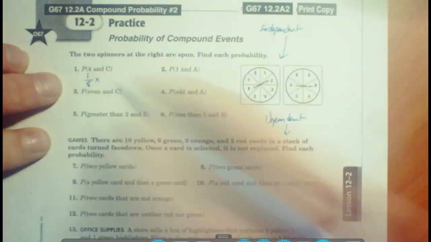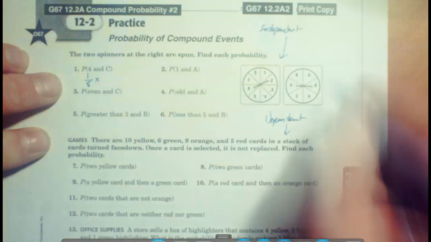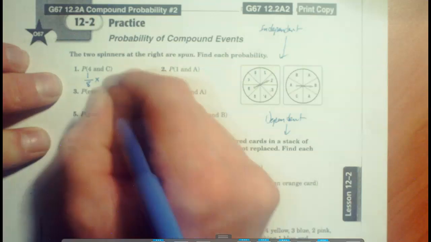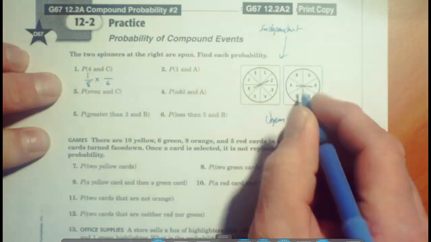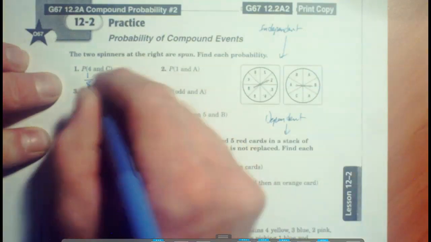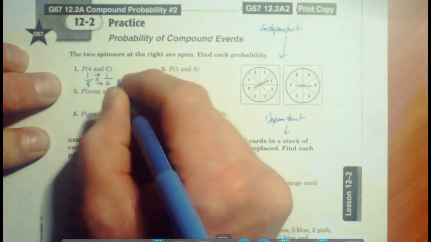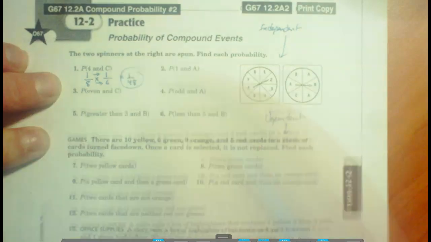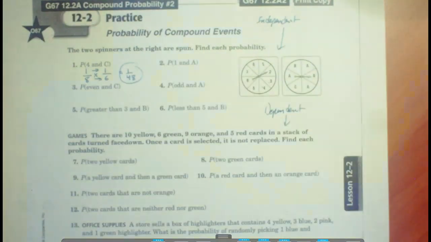Now we're just going to multiply that by the probability of getting a C. Well, there's 6 chances here, and there's only one C. So you just multiply straight across. We can't really cross reduce because of the ones on top. So you have a 1 in 48 chance of getting both a 4 and then a C.